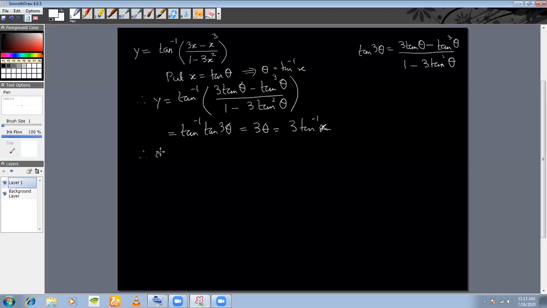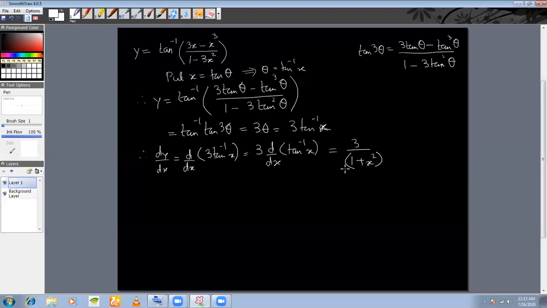So therefore dy dx is d dx of 3 tan inverse x, which is equal to 3 d dx tan inverse x, which is equal to 3 by 1 plus x square. Clear? Any problem?